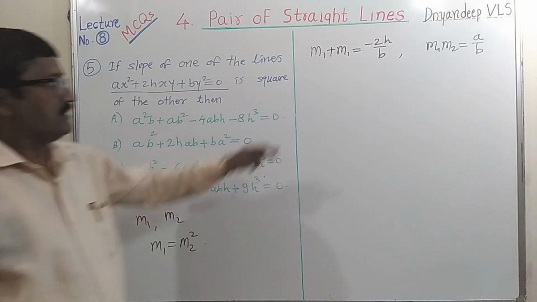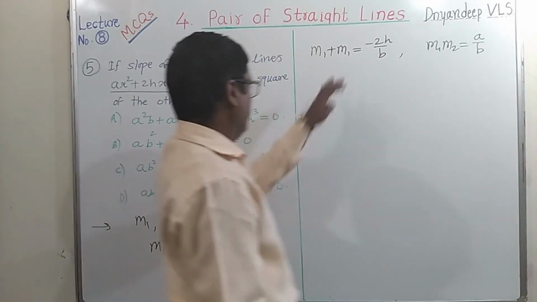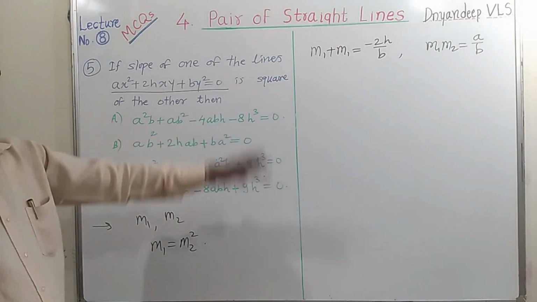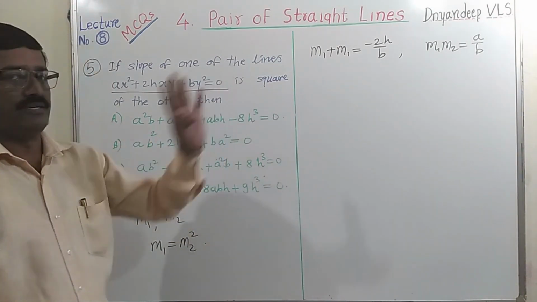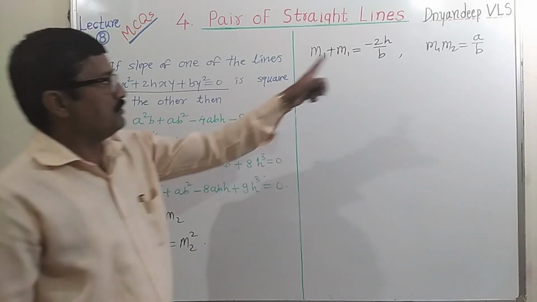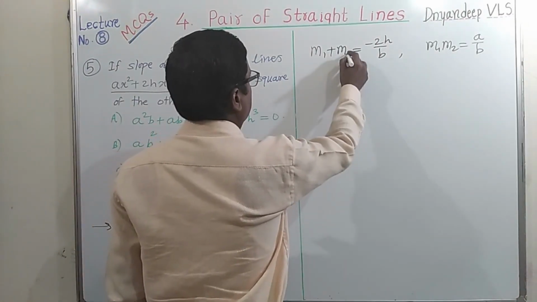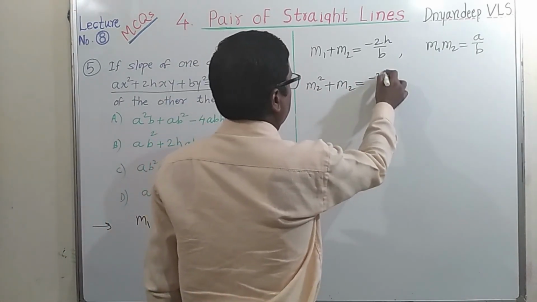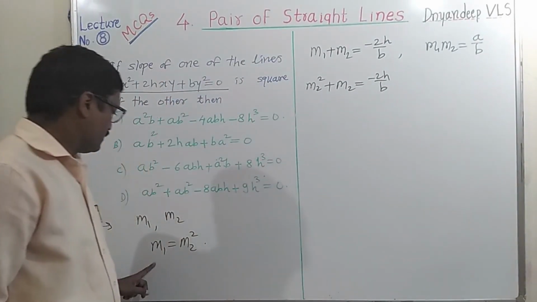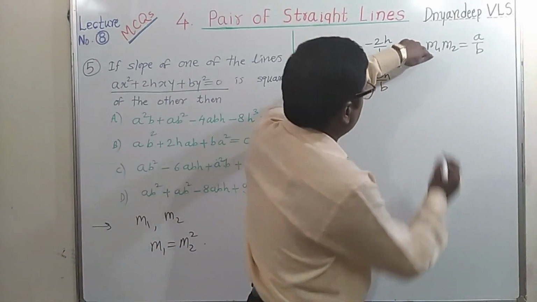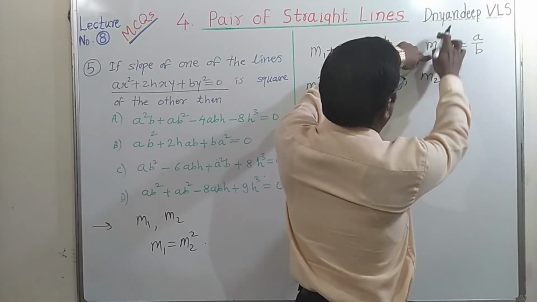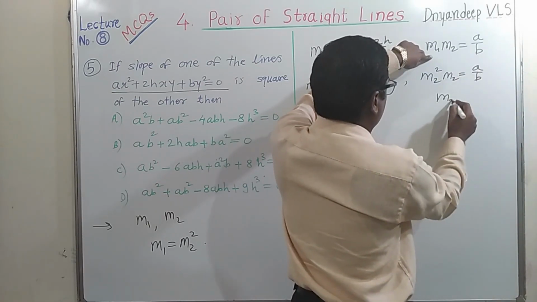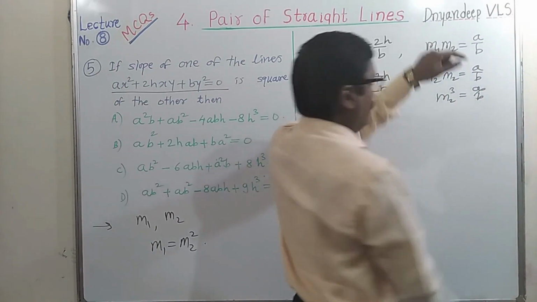Now this condition is given, also as this equation represents pair of lines, we know the sum of the slopes, that is M1 plus M2 is minus 2h upon b, and M1 M2 is equal to a upon b. So now we have three equations in M1 and M2. This one is first, this is second equation, this one is third. From these three equations we have to obtain the condition. That means we have to eliminate M1 and M2 from these three equations. So put M1 equal to M2 square in both these equations. We get M2 square plus M2 equal to minus 2h upon b. Put M1 equal to M2 square here, then this will become M2 square into M2, that is M2 cube equal to a upon b.